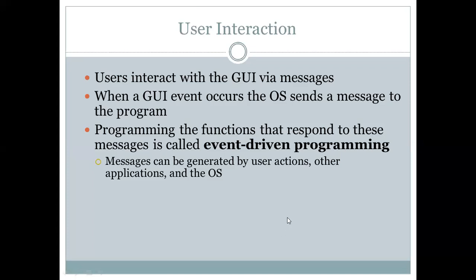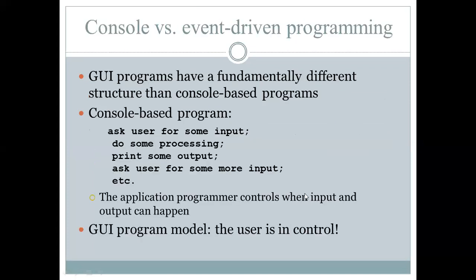So let's move on to the next slide. This is one example where you can see the difference between console programming and event-driven programming. This example explains the difference between console programming and Windows event programming. What happened actually here? The GUI program has a fundamentally different structure than a console-based program. So how does a console program basically look? So this is the console program.